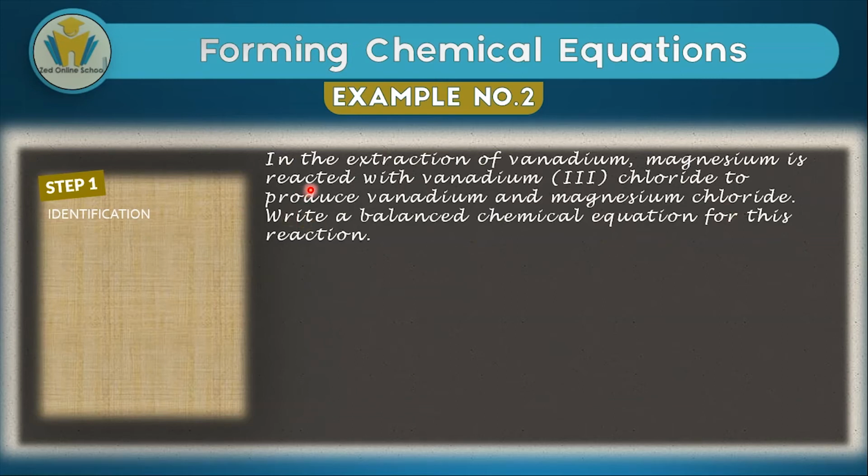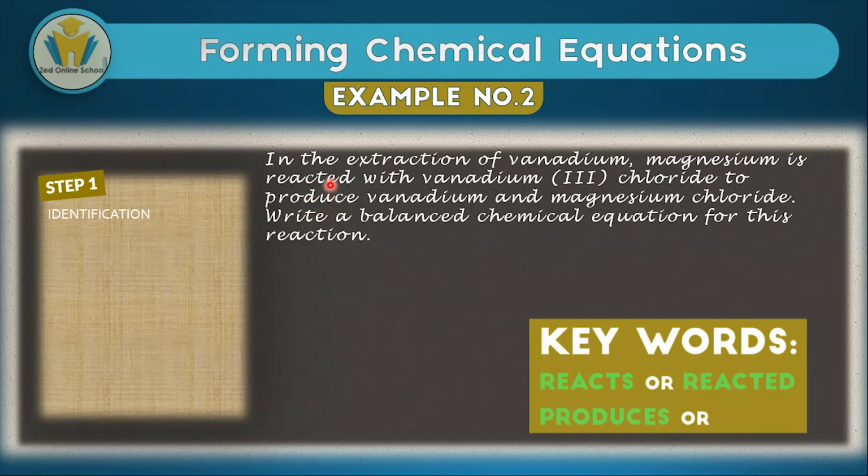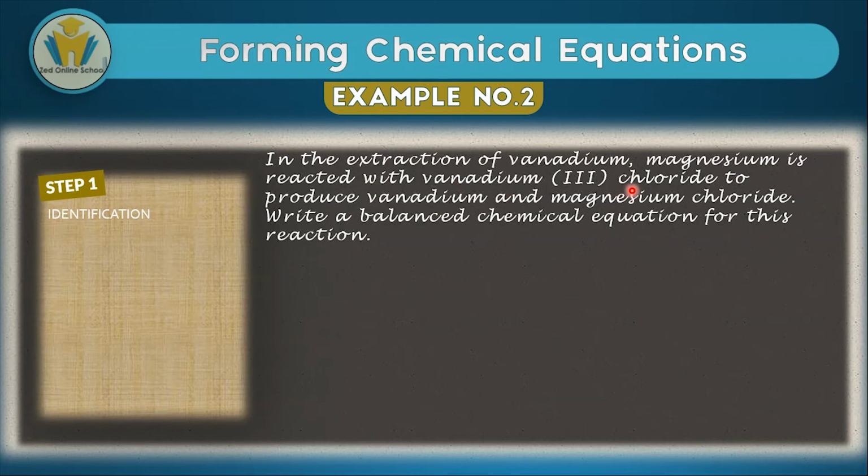We're going to look for the words react and produce, or reacted, reacts, produced, or produces. Magnesium is reacted with vanadium 3 chloride, so we know our reactants: magnesium and vanadium 3 chloride. So these two are reacting to produce vanadium and magnesium chloride. So we know what our reactants and products are. The next thing is forming the chemical formulas for the respective compounds and elements.